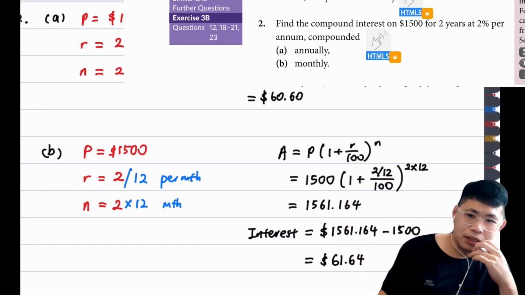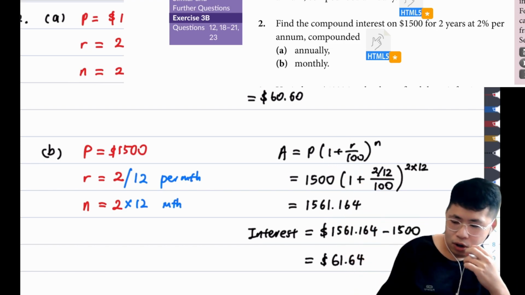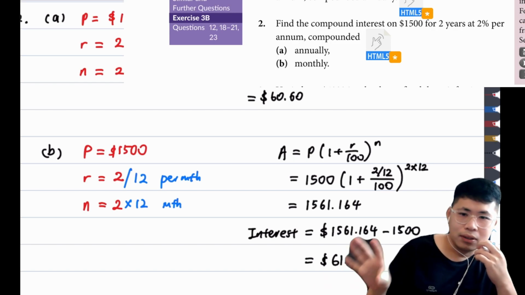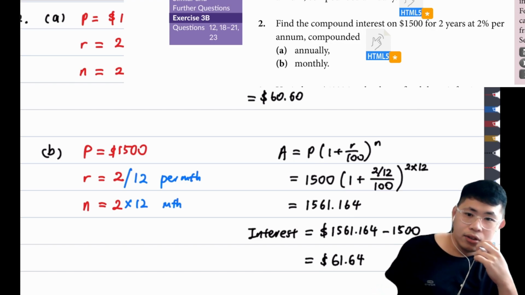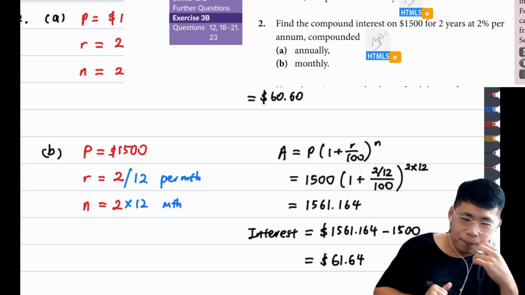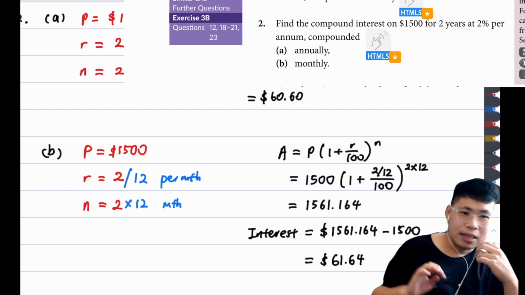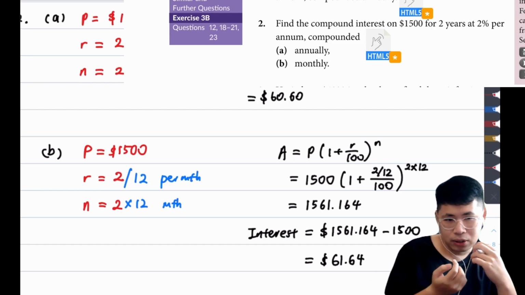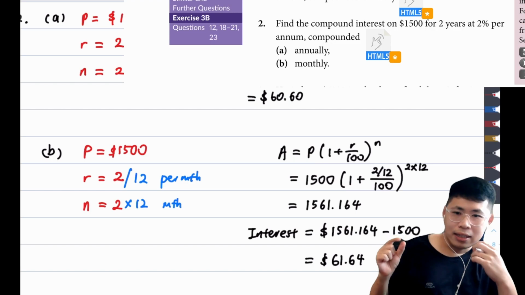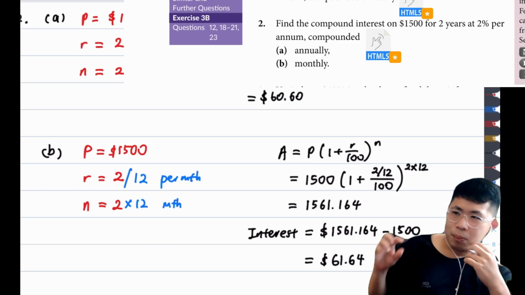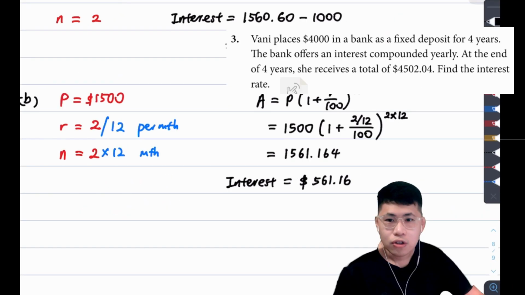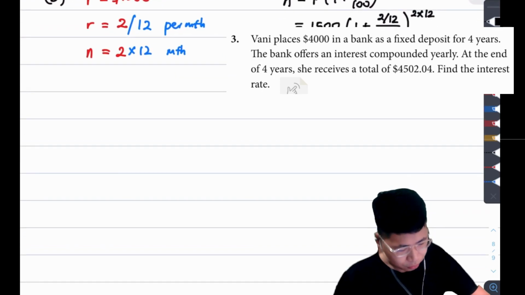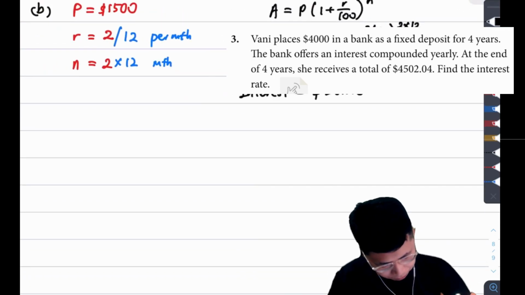So as you can see, compared to the first example, there is a slight difference, where you talk about the frequency where you compound. If you compound it slightly more often, then you will get slightly more. Okay, there's a certain limit to it which we will explore in a future topic, but for now there's a slight difference in when you compound your interest in a different period. Okay, so now let's take a look at our final example, question 3.